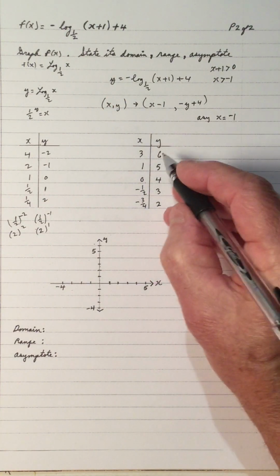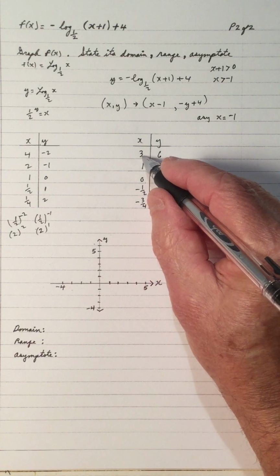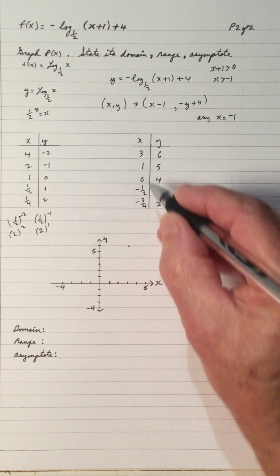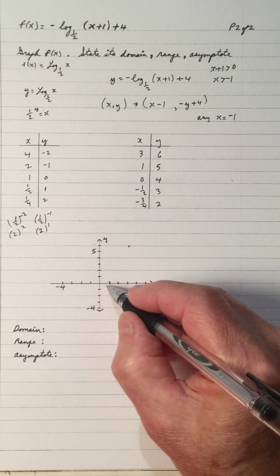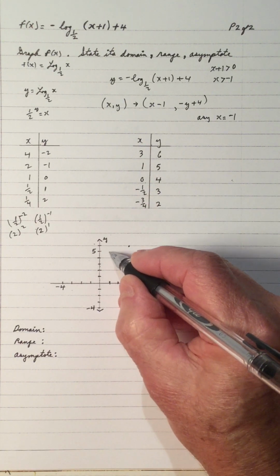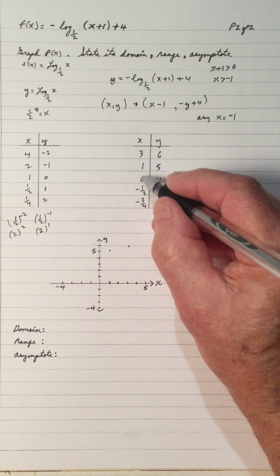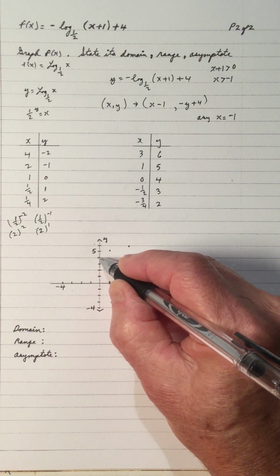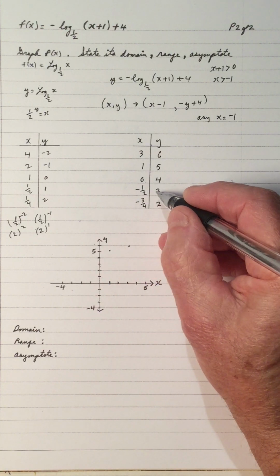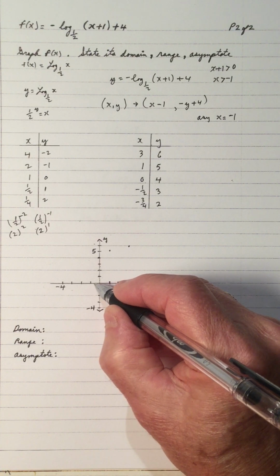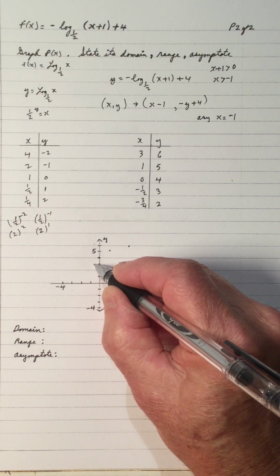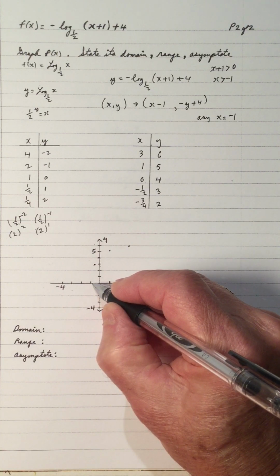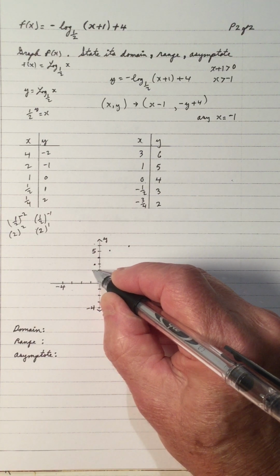So, here we go. When x is 3, y is 6. When x is 1, y is 5. When x is 0, y is 4. When x is negative a half, y is 3. When x is negative 3/4, y is 2.